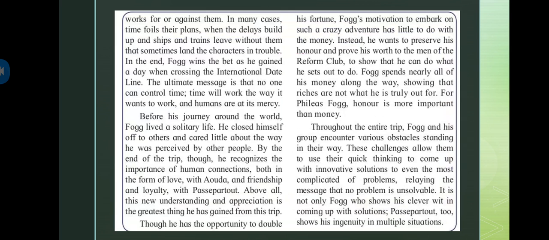Before his journey around the world, Fogg lived a solitary life. Solitary life means to live alone. That kind of a life Fogg basically lived. He closed himself off, and that was his life before starting this journey. Okay, and then he closed himself off to the importance of human connections, both in the form of love with Aouda and friendship and loyalty with Passepartout.